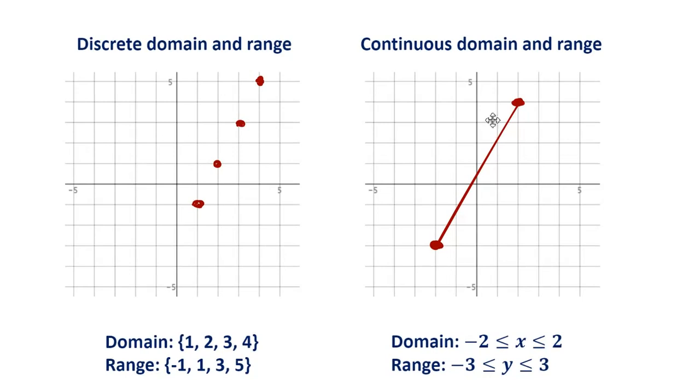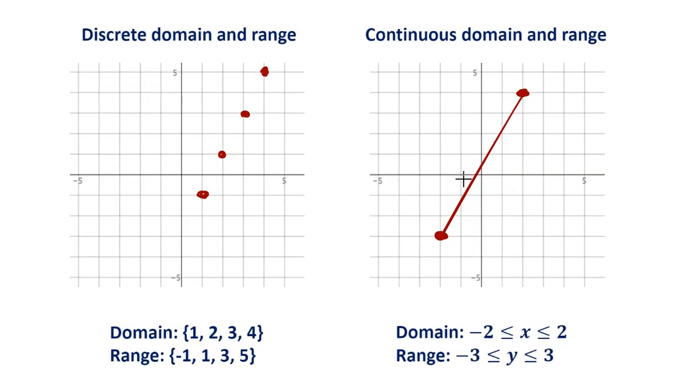If you look right here, let me see if I can get this on the page. It looks like it. So here's a discrete domain and range. If I give you this random function that has these coordinate points, if you look at this point right here, the x coordinate is 1. That's part of the domain. The x coordinate of this point looks like 2. The x coordinate of that is 3. The x coordinate of this is 4. So our domain would be all the x coordinates, all the inputs. So 1, 2, 3, 4.